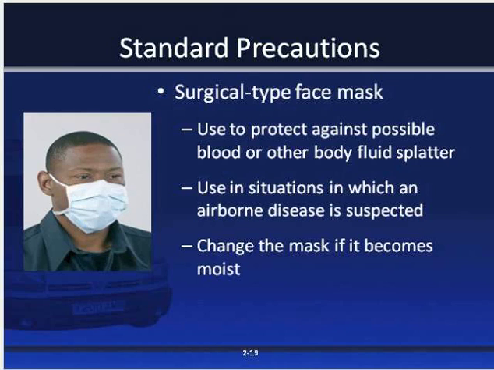Surgical type face masks are used to protect against possible blood and other body fluid splatters, used in situations in which an airborne disease is suspected, and you should change the mask if it becomes moist. Some things you can consider with surgical masks is you can put one on yourself, and you can also put one on your patient to help reduce the risks.